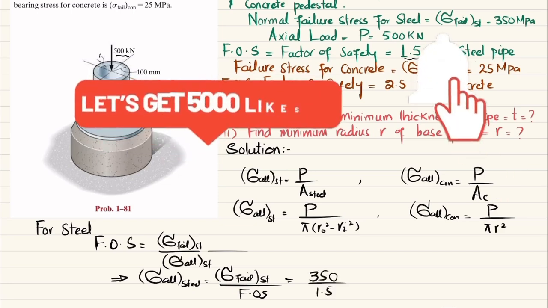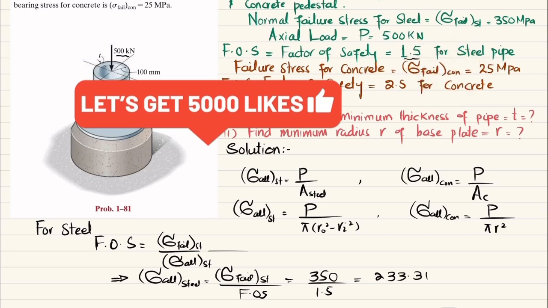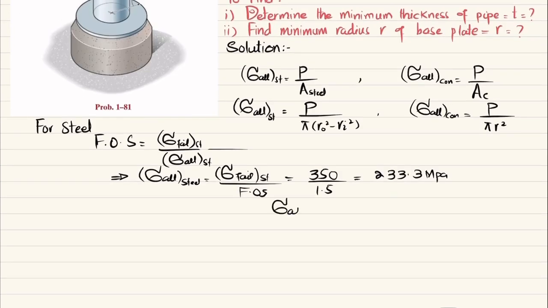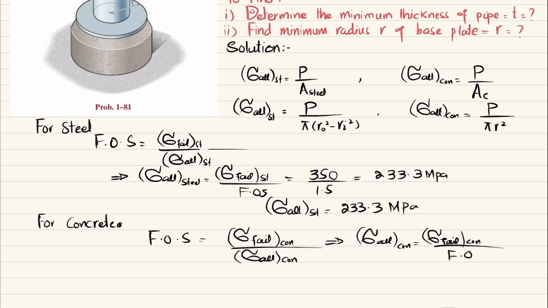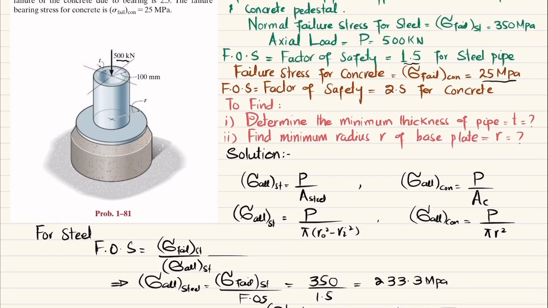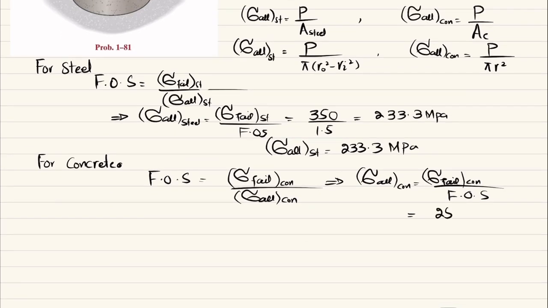And this will give you 233.3 megapascal in steel. Clear? So I will write it: we get allowable normal stress in steel equal to 233.3 megapascal. Now for concrete, we have the same formula, which is that factor of safety is equal to failure stress in concrete divided by allowable stress in concrete. So from here you will get allowable stress in concrete equal to failure stress in concrete divided by factor of safety. So put the values: failure stress is 25 in concrete and factor of safety is 2.5. So I will write 25 divided by 2.5, which will give you 10 megapascal.